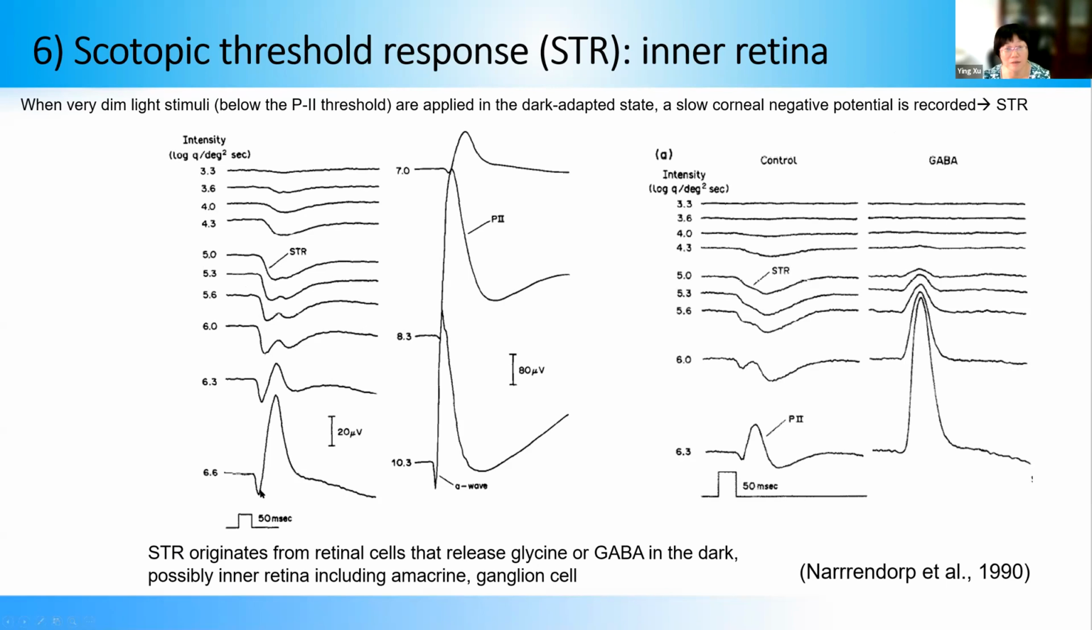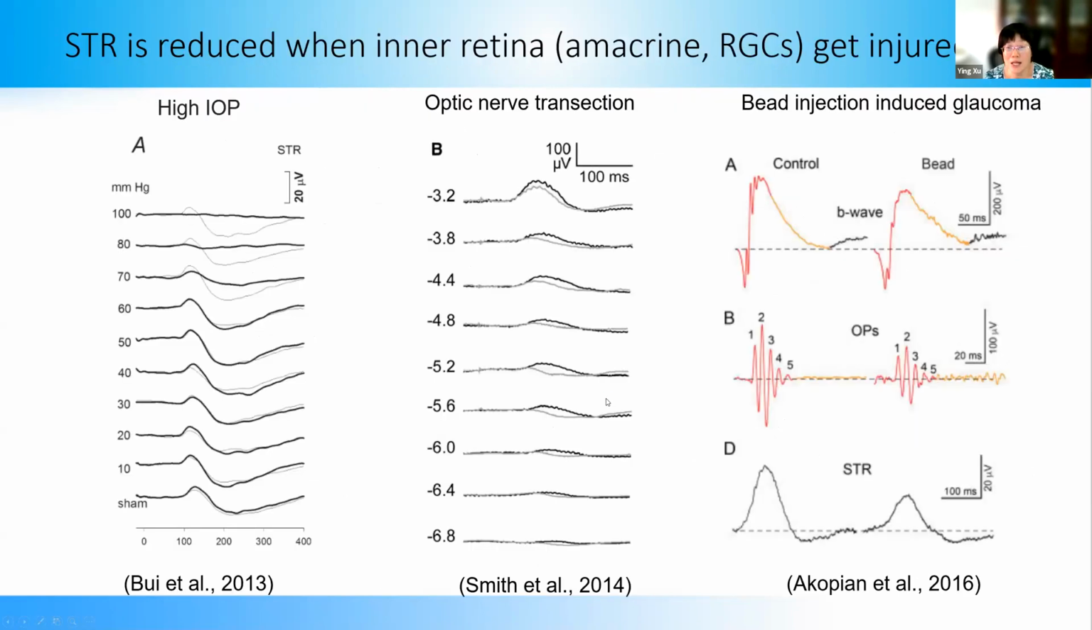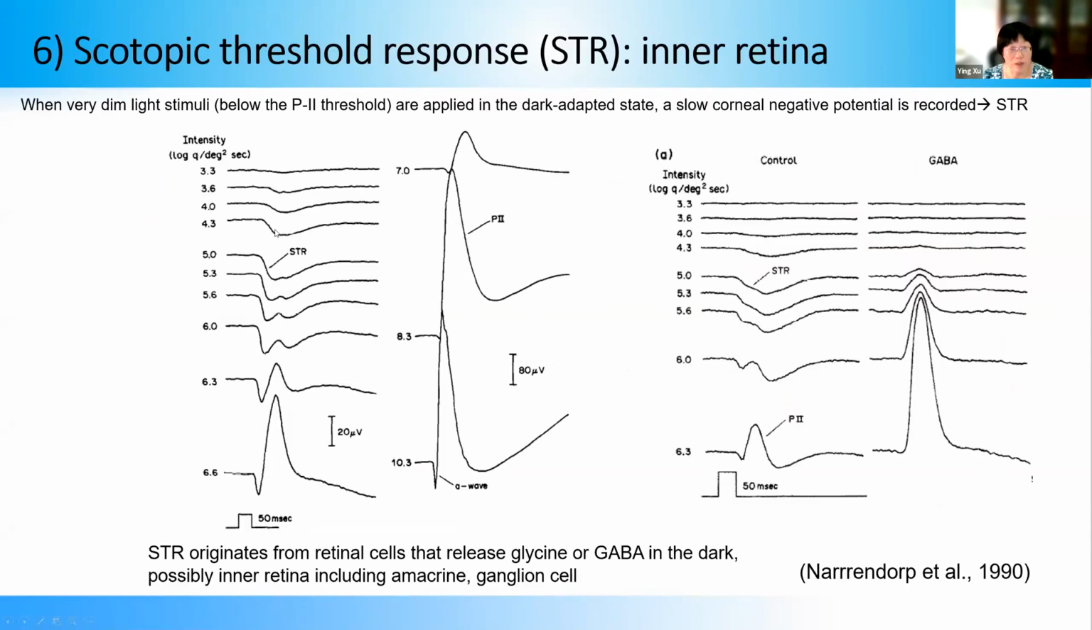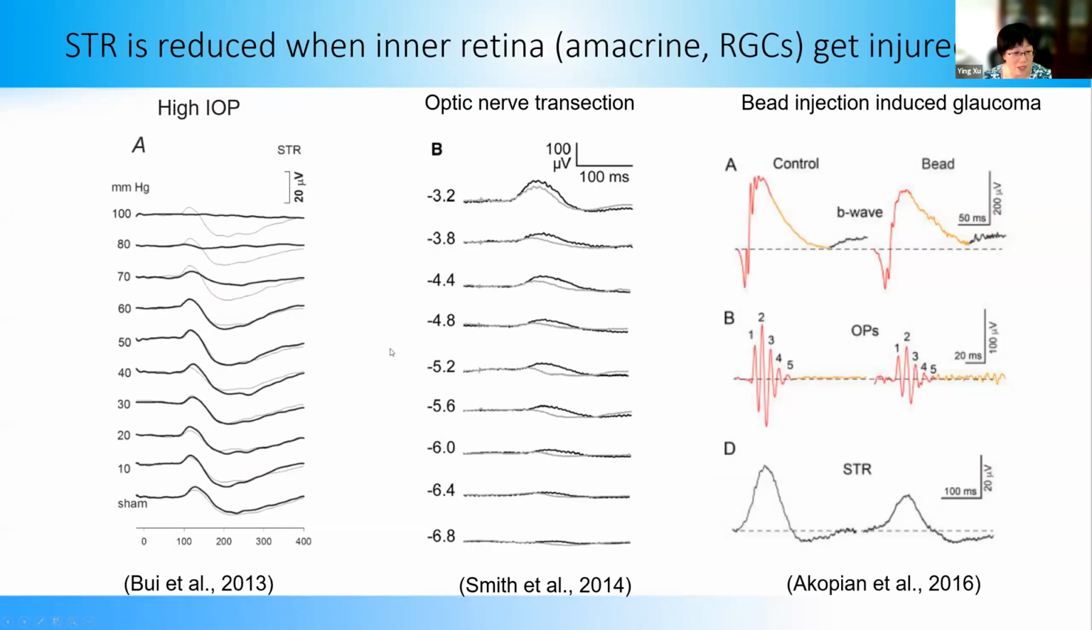So that's early study. And then more studies showed that STR is reduced when the inner retina gets injured. For example, here, during high intraocular pressure, when they increase the IOP, the STR diminished compared with the normal eye. And also after transection of the optic nerve, the STR is also decreased.